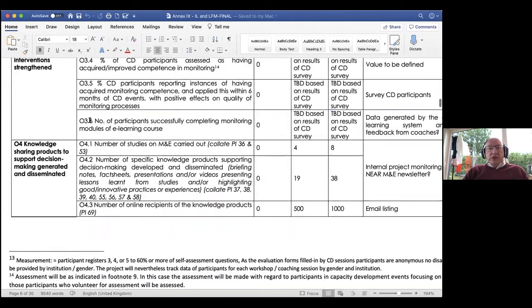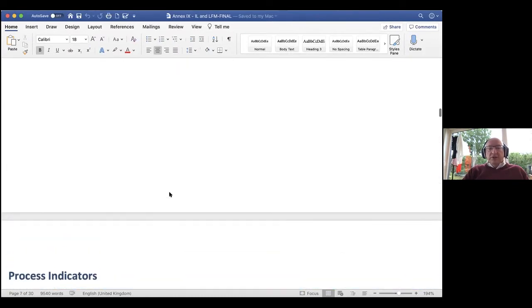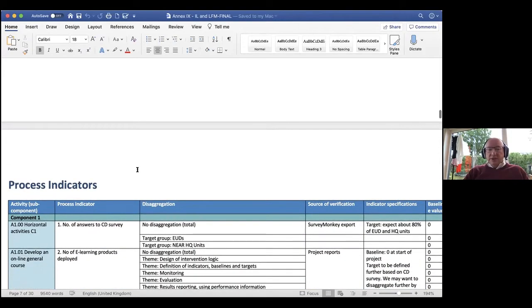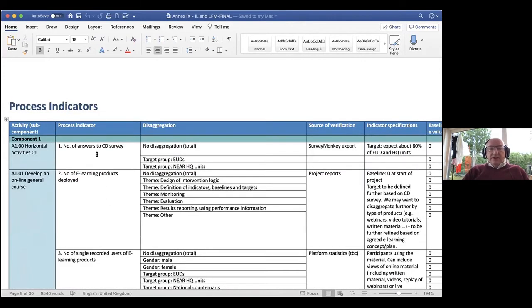So all of these indicators here are all result indicators. Now, we stop here, and what do you find? Process indicators. We're now outside of the results framework as such. Now, very simple things. So we know, for example, the number of persons who answered our capacity development survey.